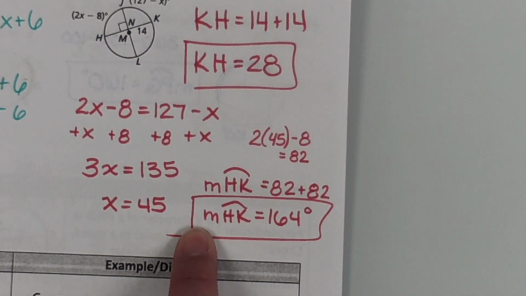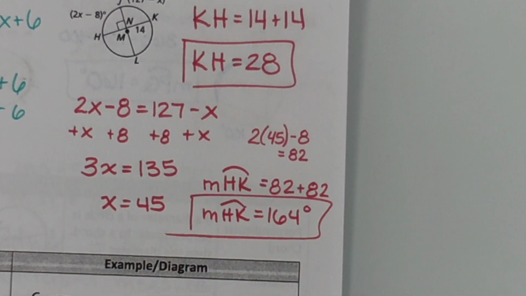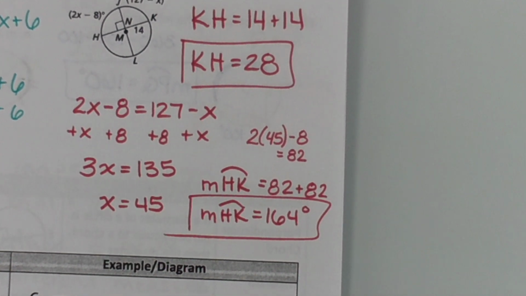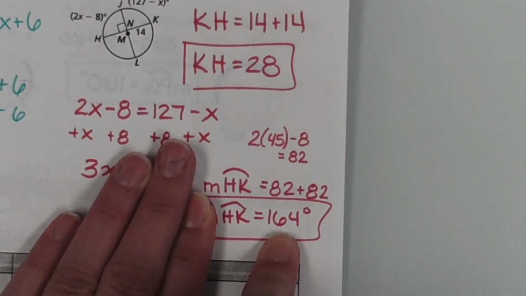Do I need the m? Yeah. If you do not have the m here, that is equivalent to having the bar above in segments. You'd be telling me the name of HK is 164 degrees. That's not its name, that's its measure.